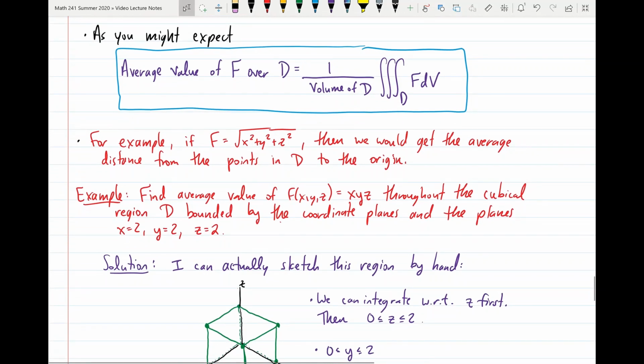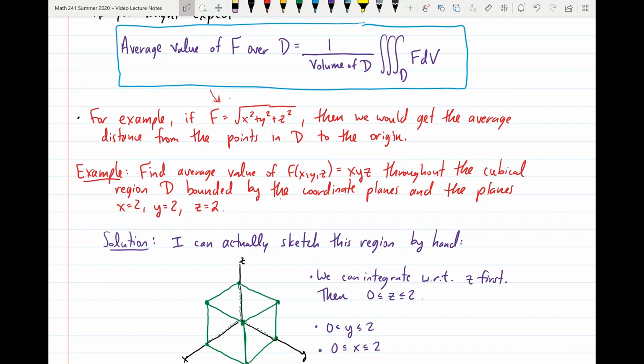So for example, if our function f in 3 variables was equal to the square root of x squared plus y squared plus z squared, notice that this function here represents the distance from a point to the origin in 3-dimensional space. Then we would get the average distance from the points inside of some region D to the origin.